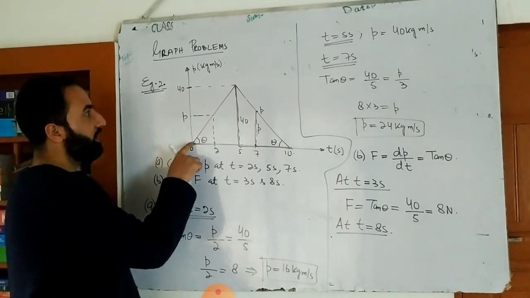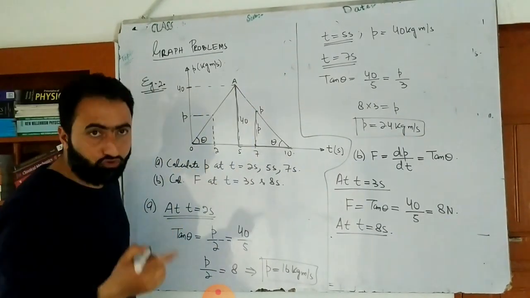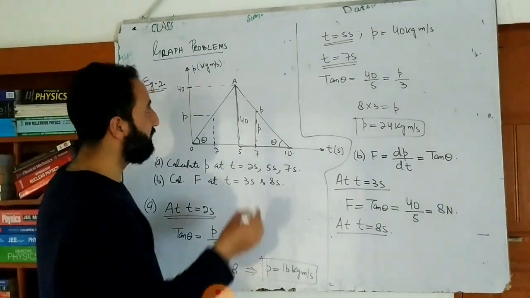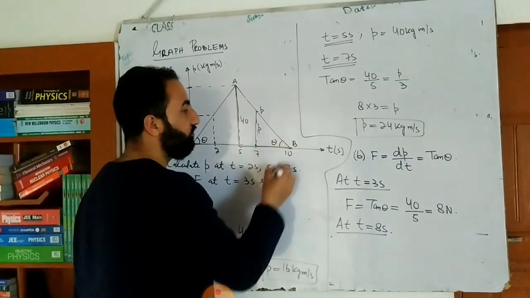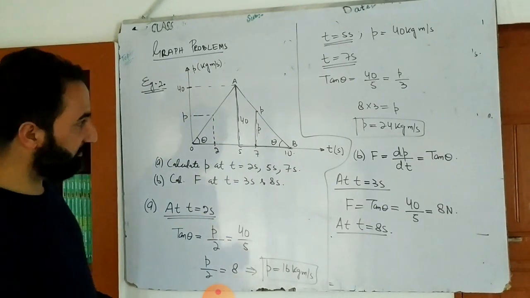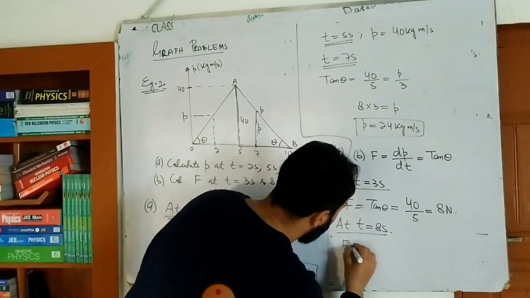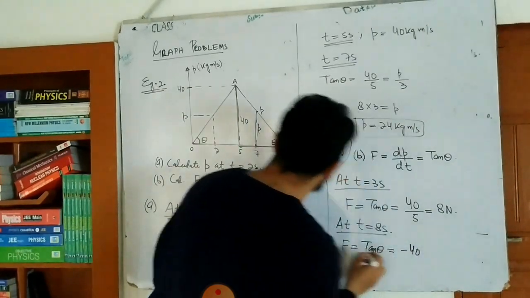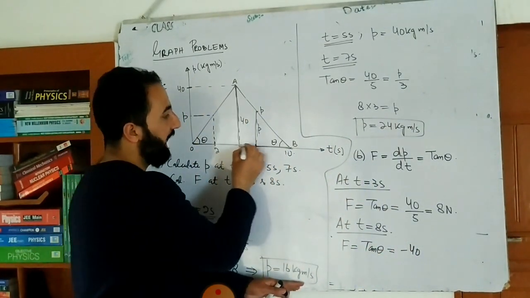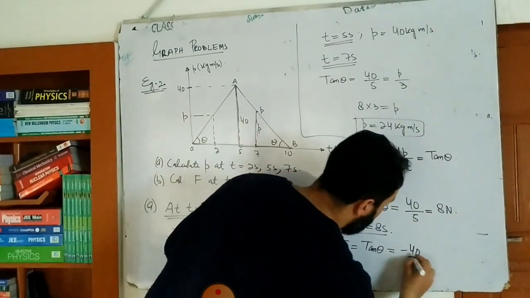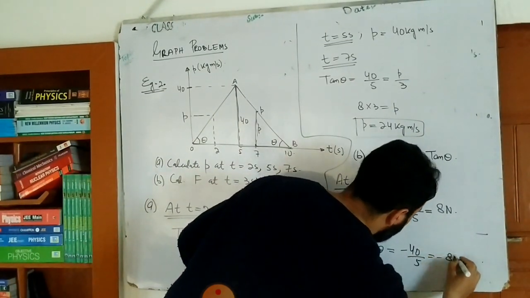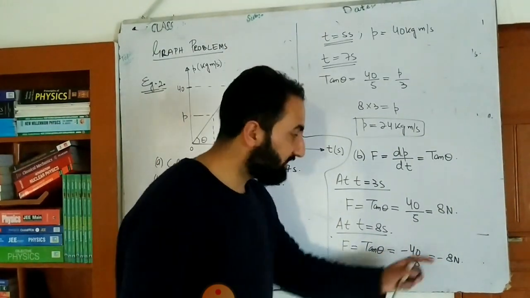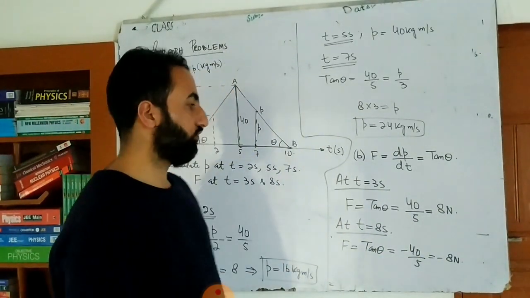In this very case, from O to A, force will be positive. It is positive because the slope is positive, or the momentum is increasing from point A to point B. The force is negative because the momentum is decreasing. So at t equal to 8 seconds, force F will again be equal to tan theta. That will be equal to minus 40, because here again perpendicular is 40 and base is 10 minus 5, which is 5, divided by 5, so that's equal to minus 8 Newton. This plus 8 Newton implies it is an accelerating force. This minus 8 Newton implies it is a retarding force.